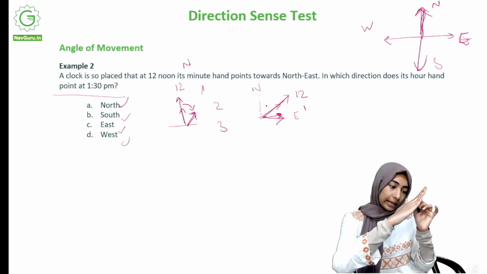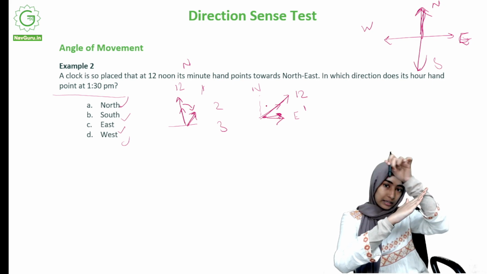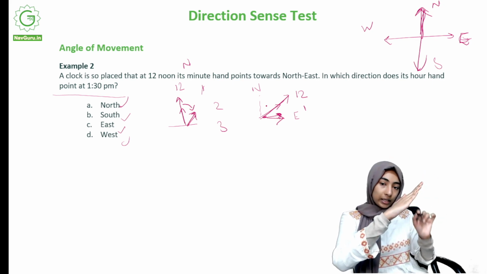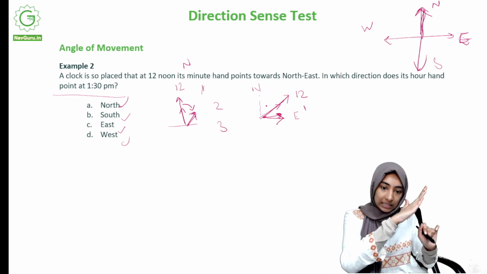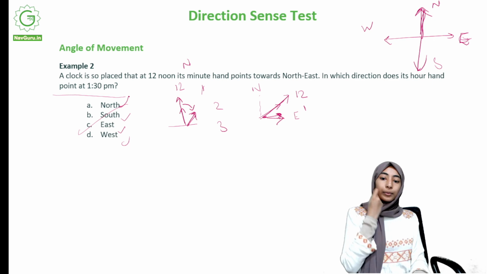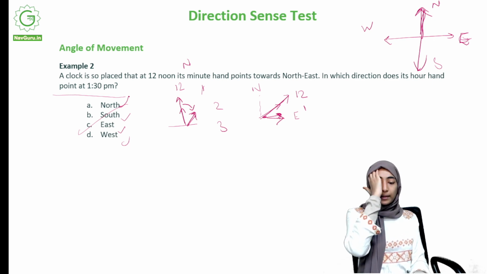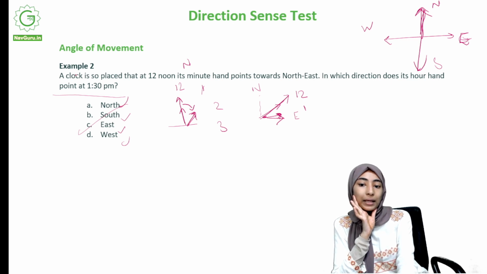So when you move to the right, you're moving towards E, right? Left is towards N. N is not. E is right. E is east, sorry. So when you move like this, you're basically moving towards east. And so the answer here is east. Okay, I hope that's clear for you guys. So this is what we have under direction sense test under the topic angle of movement.